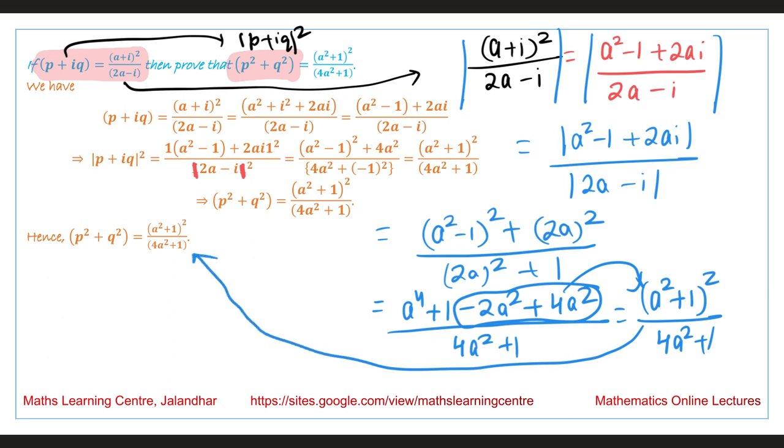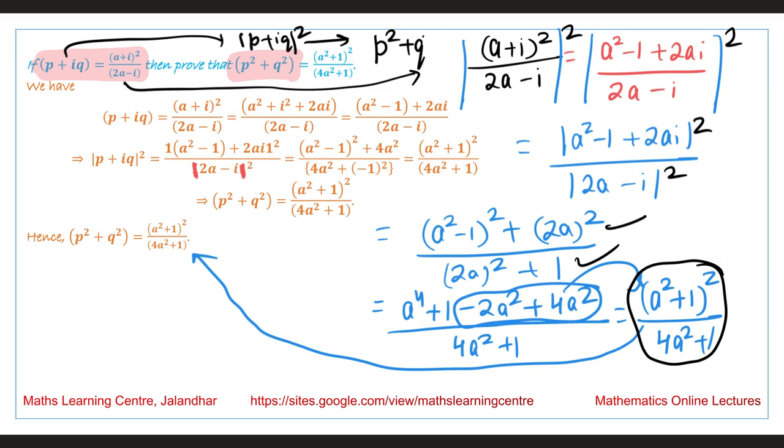And we are missing one thing over here, it is the square of this mod. So we have the square of this mod, otherwise we would have the square root over here. This is the value that we have to calculate: p square plus q square, which is equal to the square of this mod. So we obtain this answer.